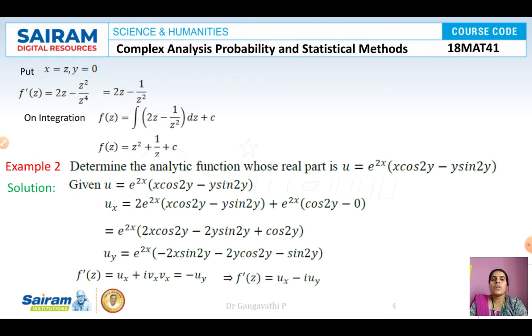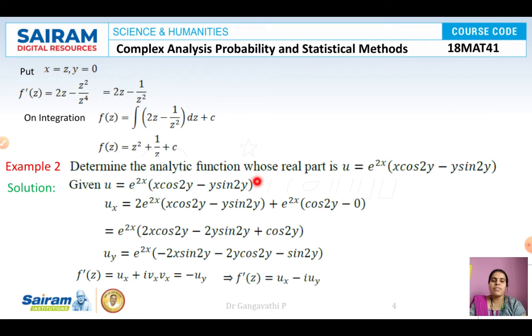I'll repeat again the working rule. So you assume that u has been given. The first step is find ux and uy. Then use f dash of z expansion. In f dash of z expansion, you have ux as well as vx. The vx has to be eliminated by minus uy using CR equations, because we know the expansion of ux and uy. So substitute it for ux and uy. Use a substitution, x is equal to z and y is equal to 0, and then whatever the result you get, integrate that with respect to z and get your f of z. That is how we will find the function f of z. Hope you have understood. Let us see another example.